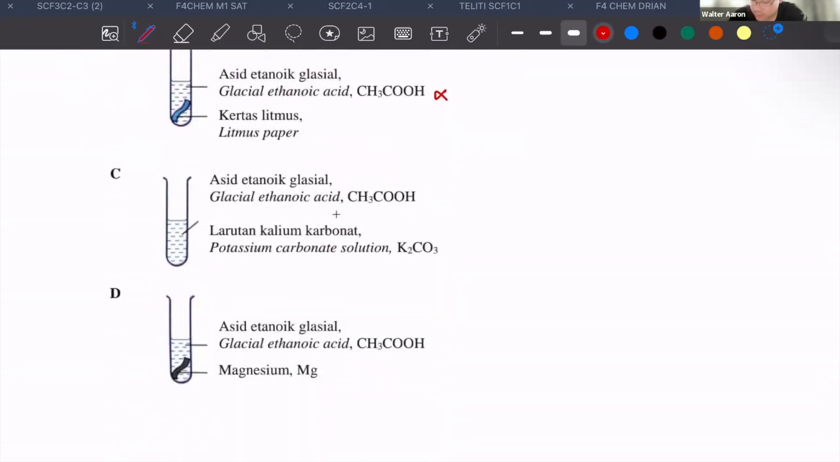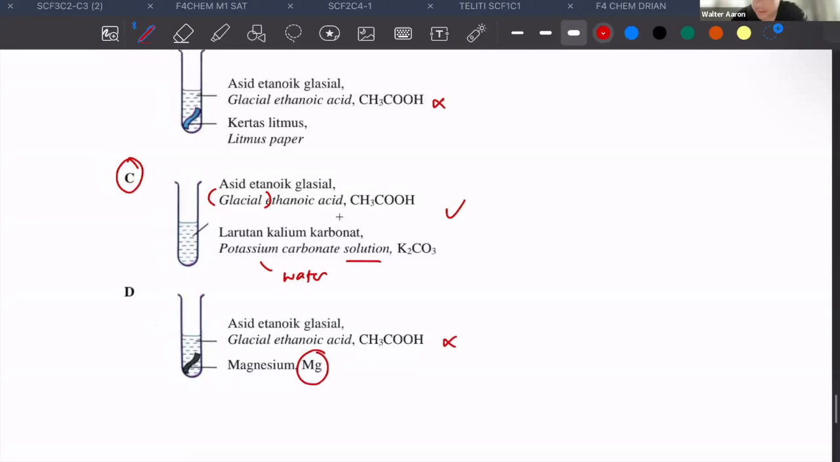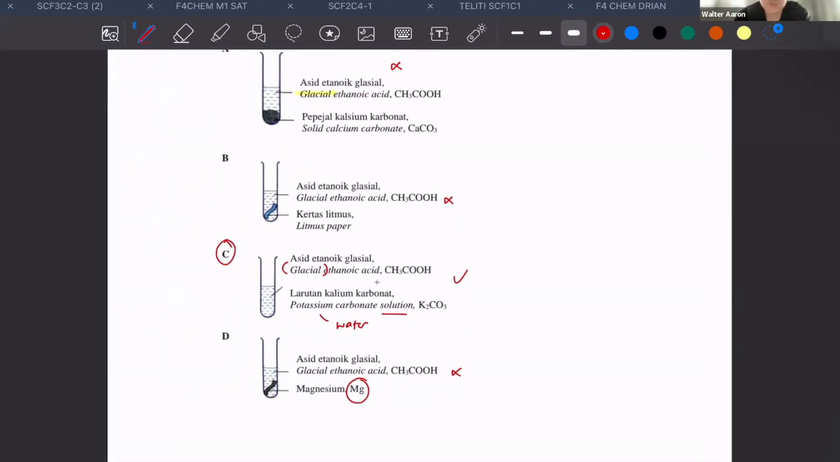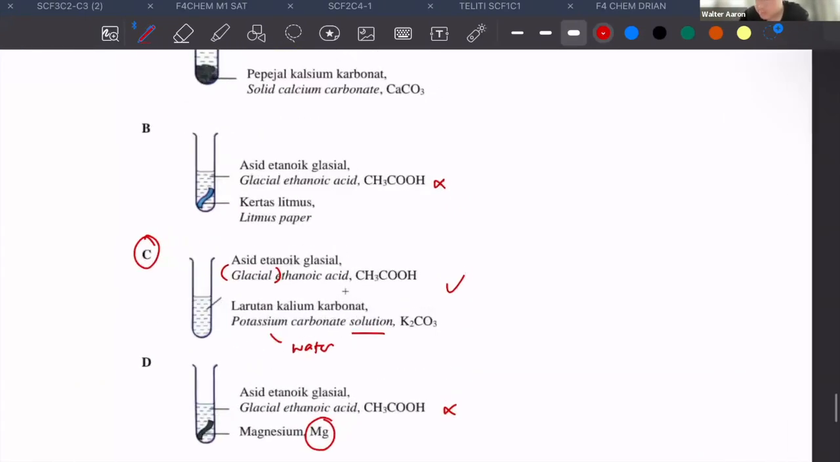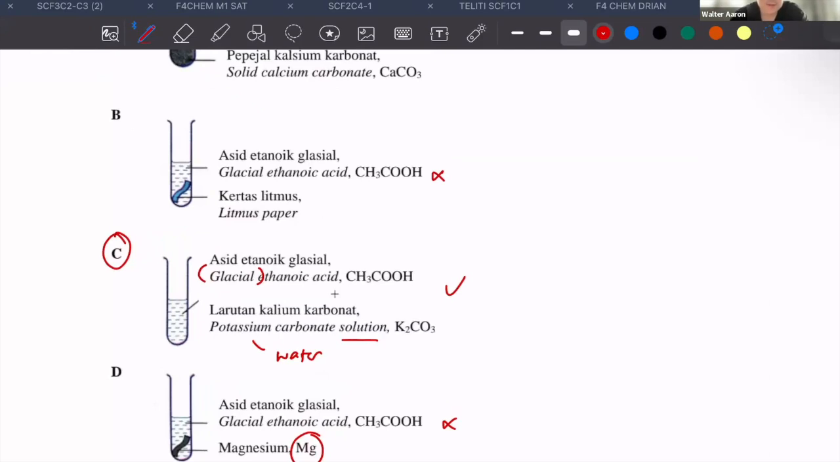Glacial ethanoic acid with potassium carbonate solution, can it work? Yes. But you must be wondering, is glacial acid not water-free? Yeah, but potassium carbonate solution has water. So when it's dissolved inside the water, it will dissociate first before it reacts with the potassium carbonate. So yes, it still works because there's water inside the potassium carbonate solution. The rest of it has no water, right? Magnesium also has no water, so putting it inside glacial ethanoic acid will not work as well. In all three other situations, there's no water at all except for C. Potassium carbonate solution has water inside. Okay, so therefore C is the answer.